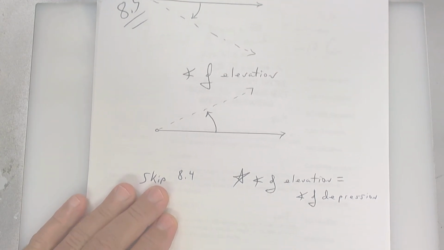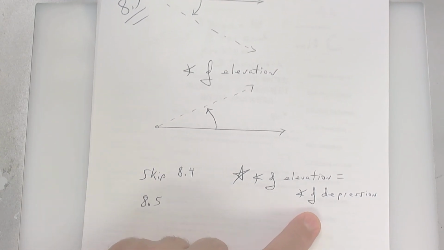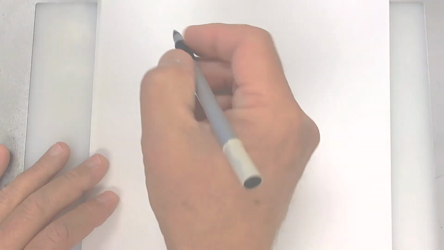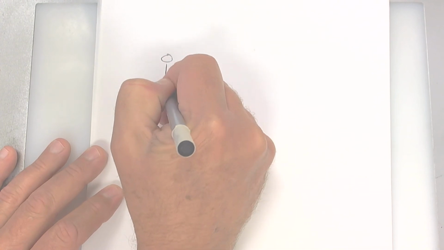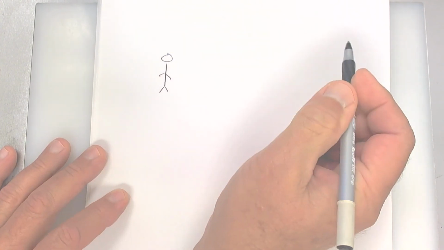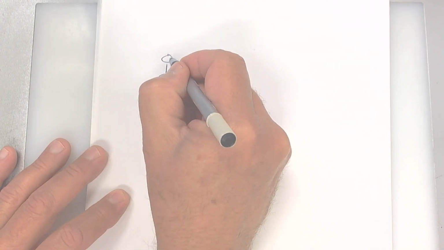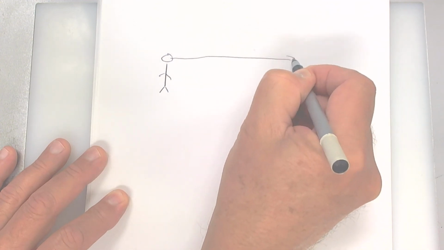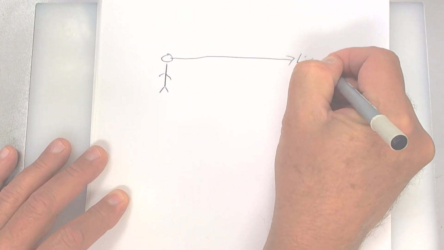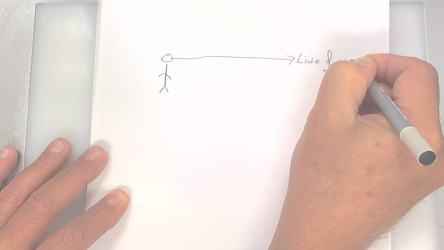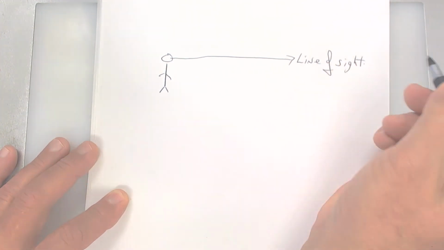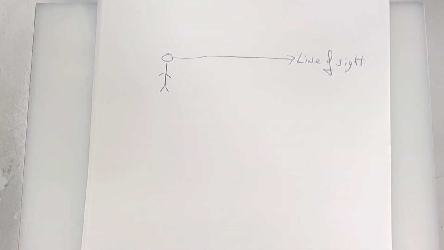All right, now let's take a look at this. Here it says the angle of elevation is equal to the angle of depression. Let's talk about that. Let's say you're standing up, and I can't draw very well, so you're going to have to bear with me. If you look straight ahead, that's called your line of sight. Copy that down. Straight ahead is your line of sight.